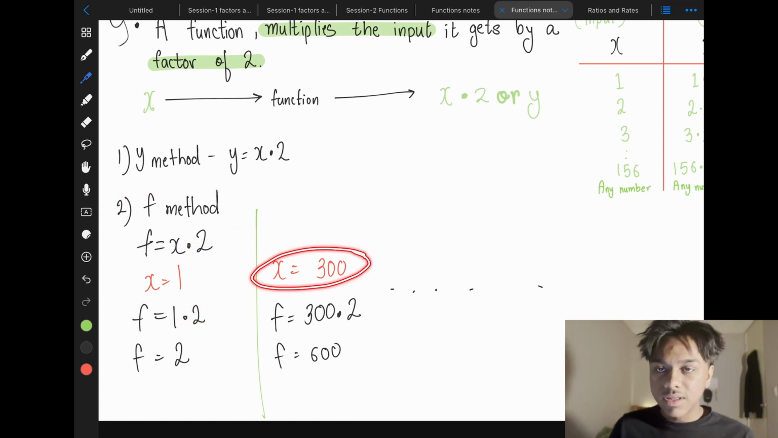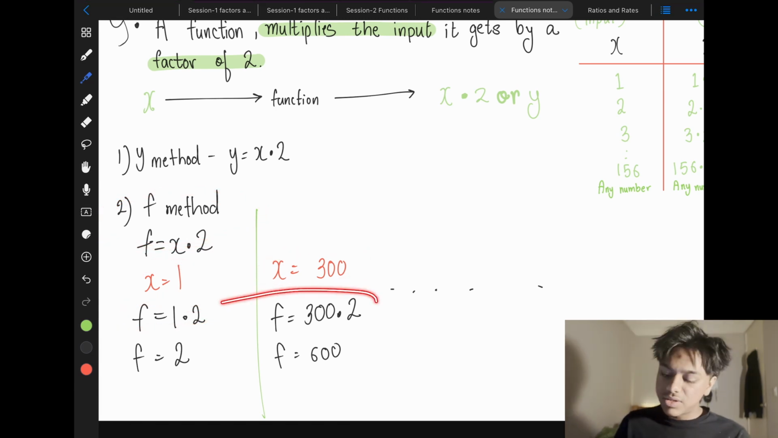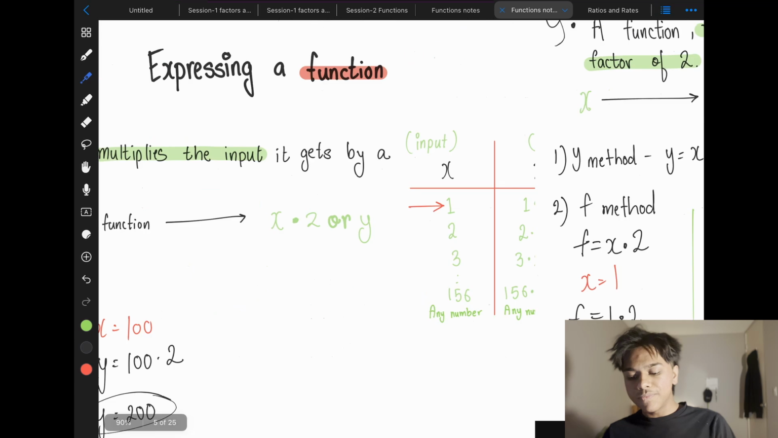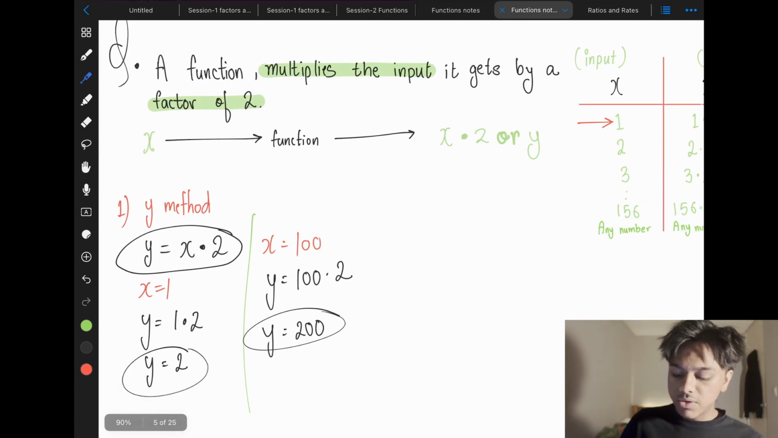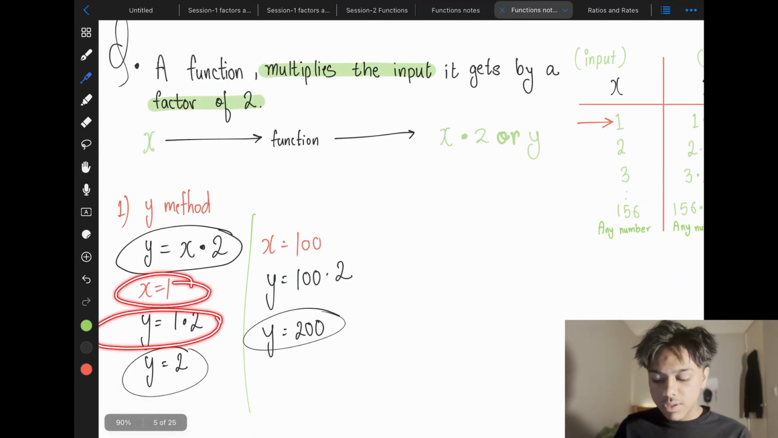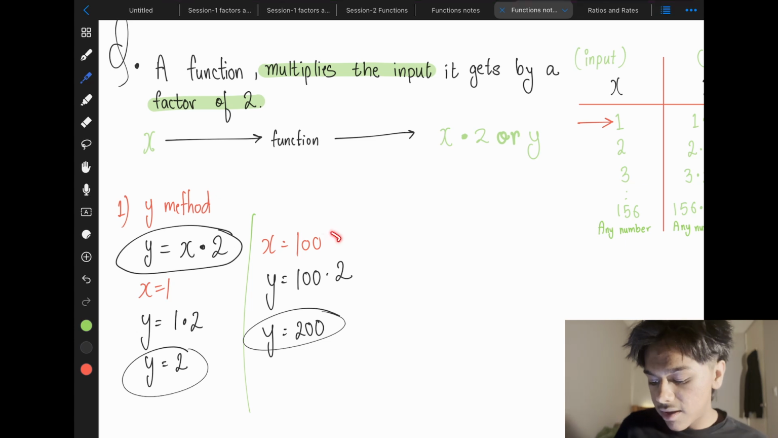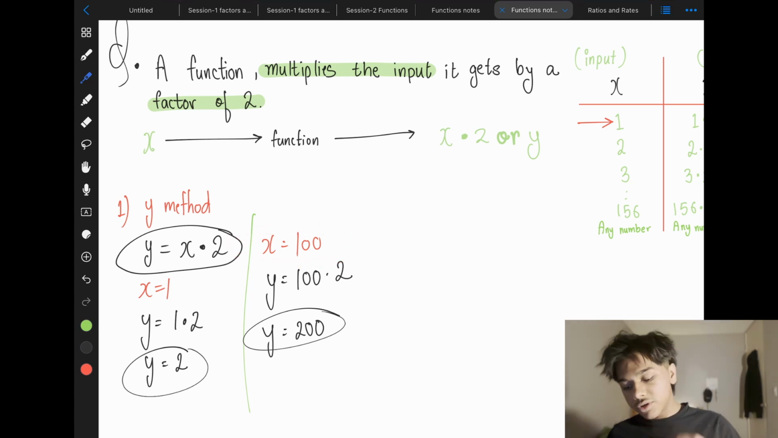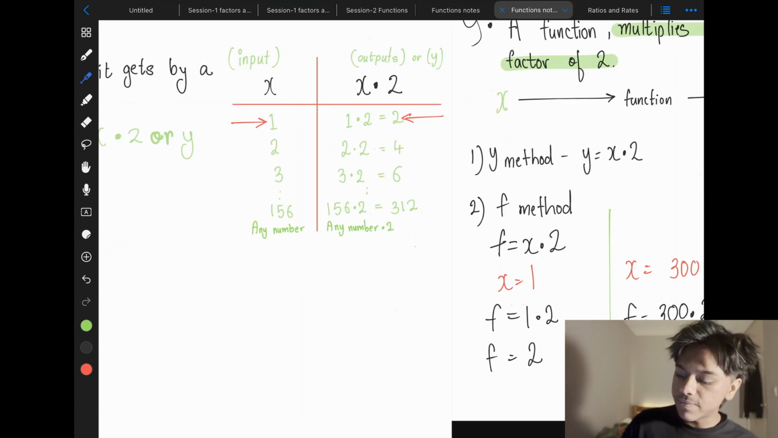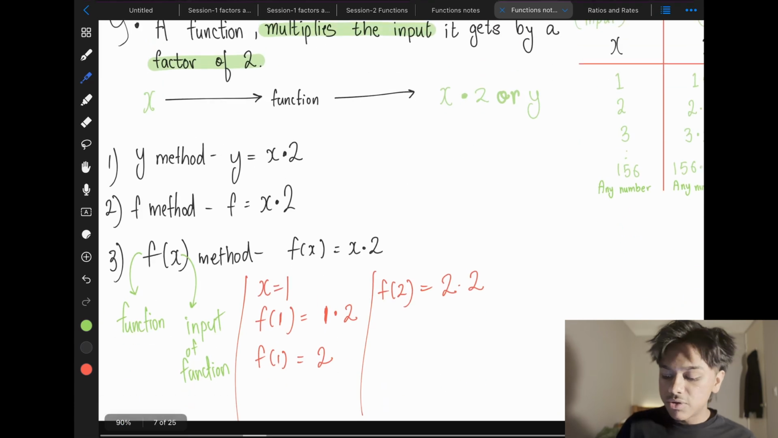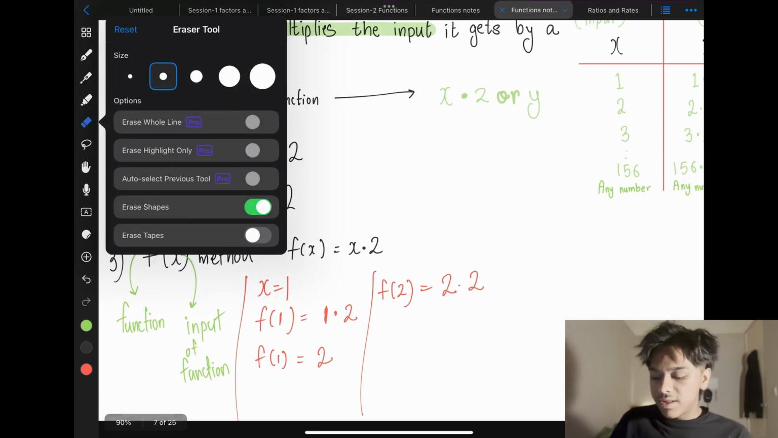Here you did it too, x equals 300, and then proceed to find f equals 300 times 2. In the y method as well, you had to write x equals 1 to find y equals 1 times 2. And you had to write x equals 100 to find y equals 100 times 2. But here, you won't have to write it. You don't have to write it here.